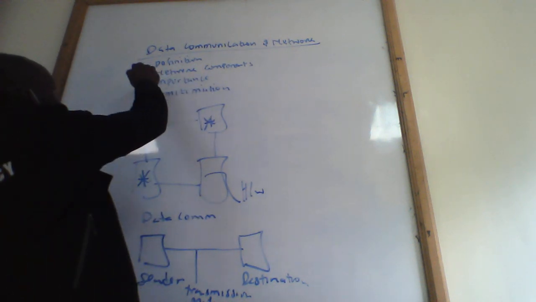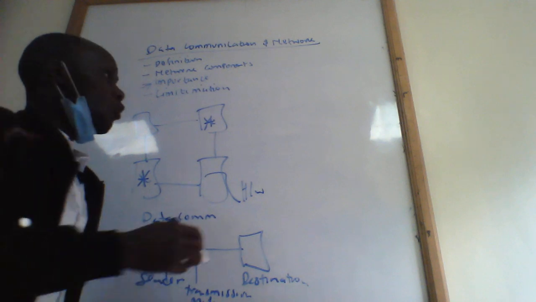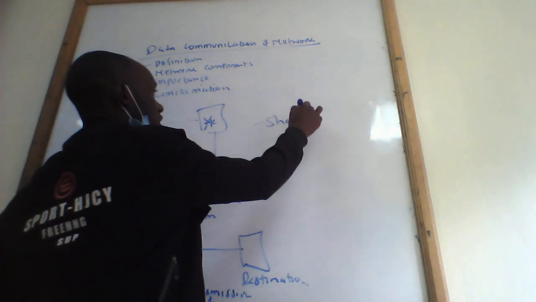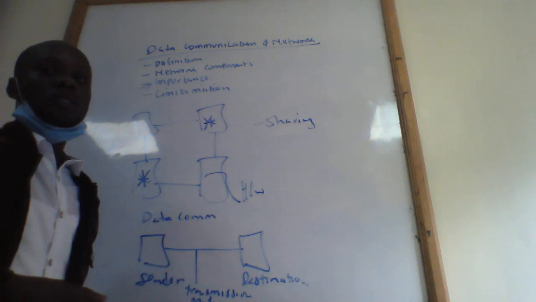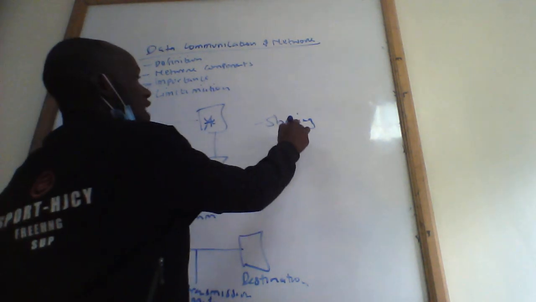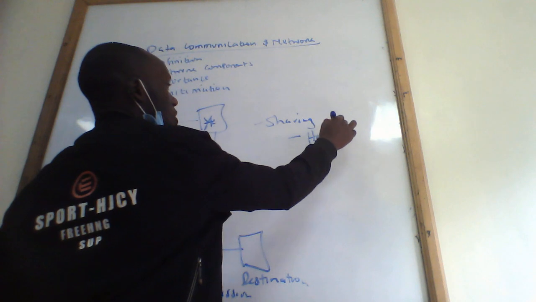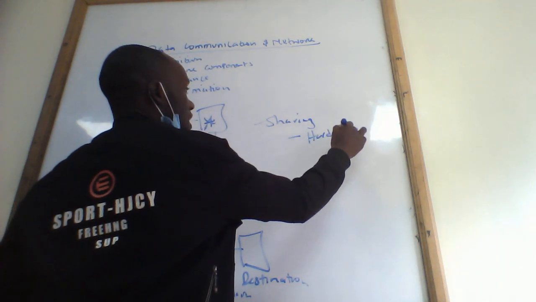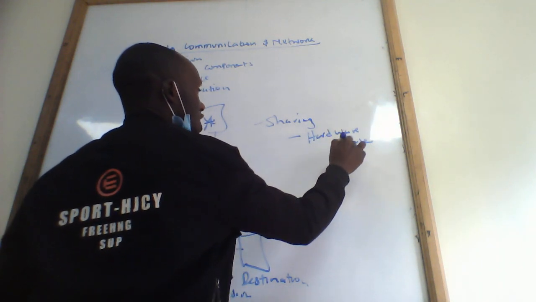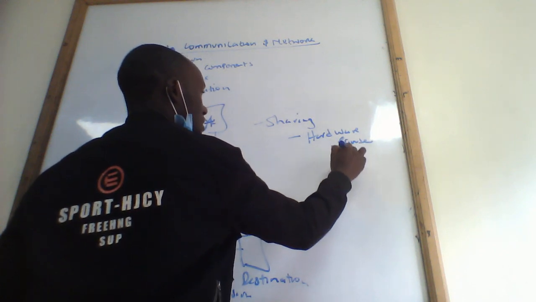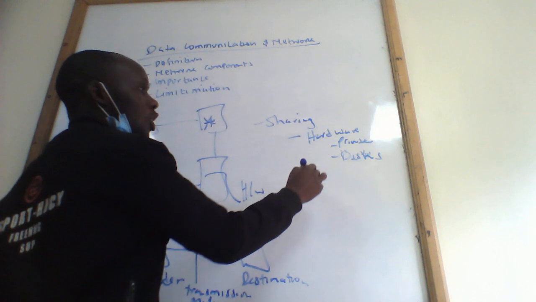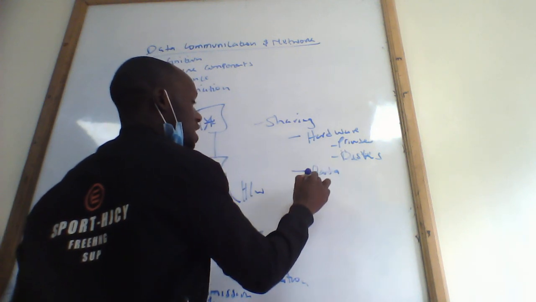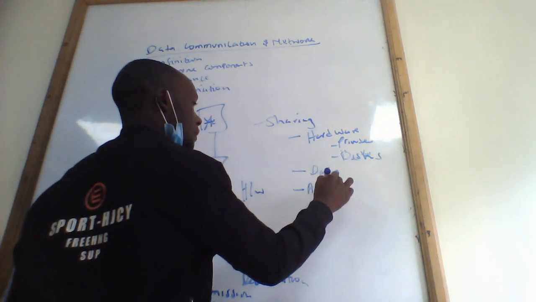Then you can look at the importance of networking. Basically, one is for sharing resources. We can share resources, and there are different classes of resources which we can share. One, we can share what we call hardware resources, e.g. printers. We can share a printer. We can share hard disk or disks for storage and storage devices. We can share what we call data. We can share what we call application programs.